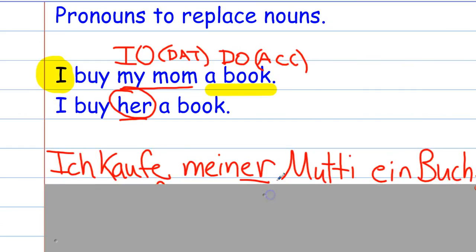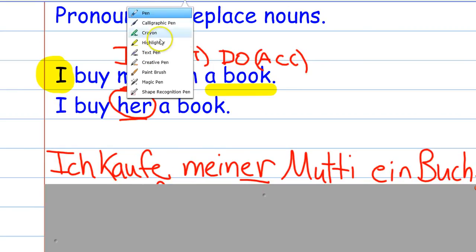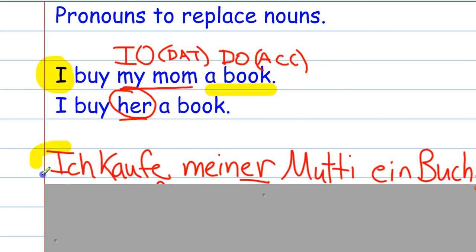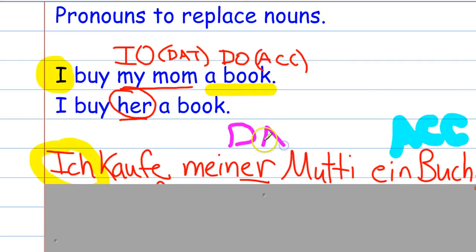So, in German, looking at the dative case, we have I buy, ich kaufe. If we're looking at that as I buy, we already had I as our pronoun. So we've learned the nominative case or the subject. Ich kaufe. I buy who or what? I buy a book. So this is our accusative case, direct object. I buy a book to whom or for whom? That is our dative case, right? Because that's our indirect object.